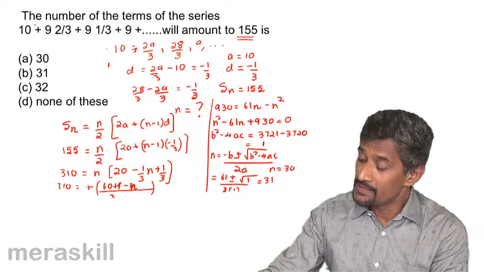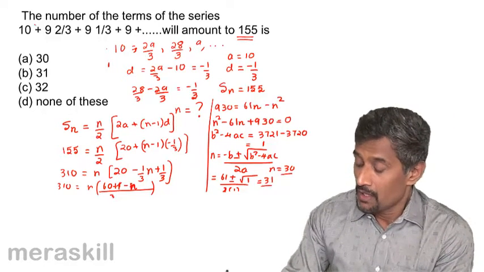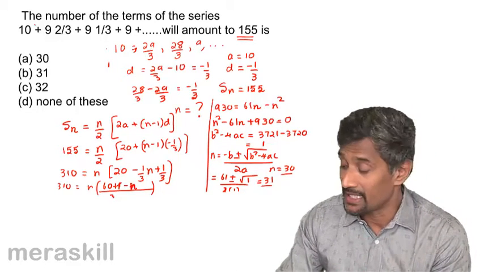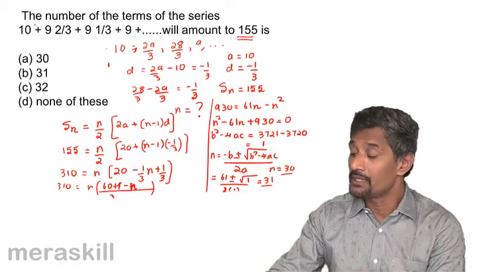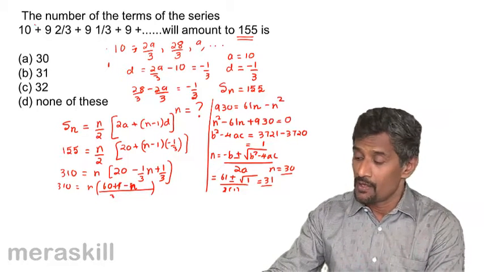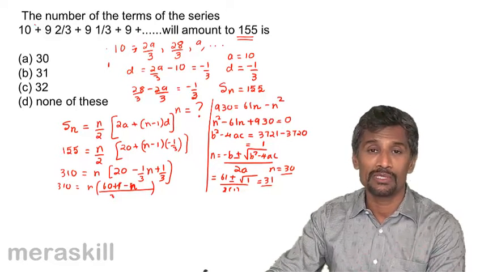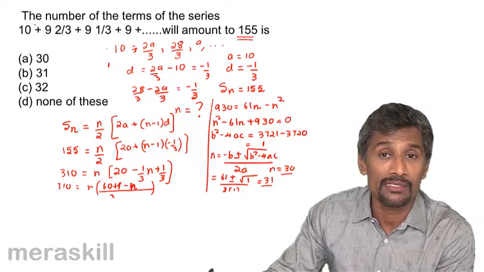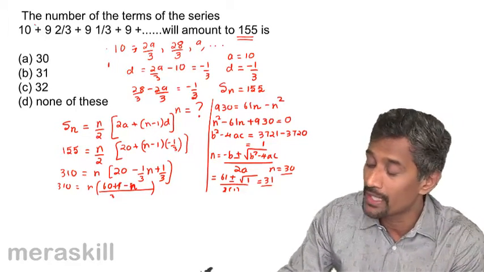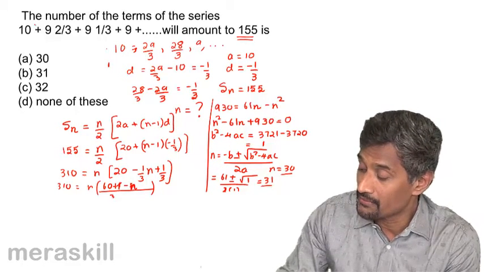Now both these values, n is 30 or n is 31, seem to satisfy. Suppose one of them turns out to be negative, we may need to discard it. So whenever the sum of the numbers has been given and all other values are known, and the only value you need to find out is the number of terms, you are bound to get a quadratic equation. In that case, we solve it this way and we get it.